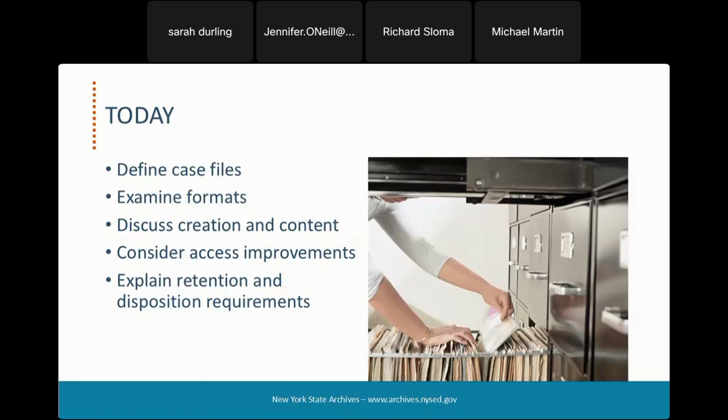We have an image here, an example of a person just examining file folders in a row of filing cabinets. To give you an idea, this is what you're going to deal with when you start working with those case files.